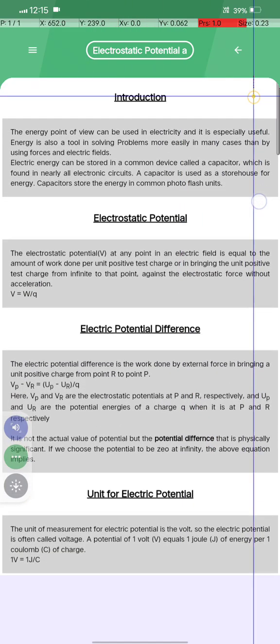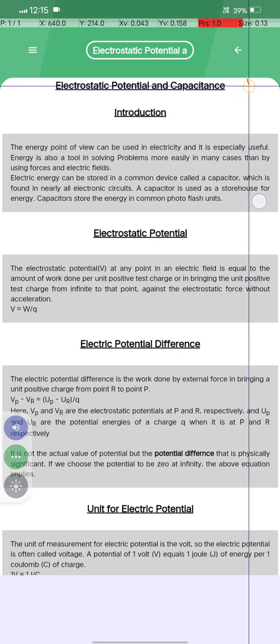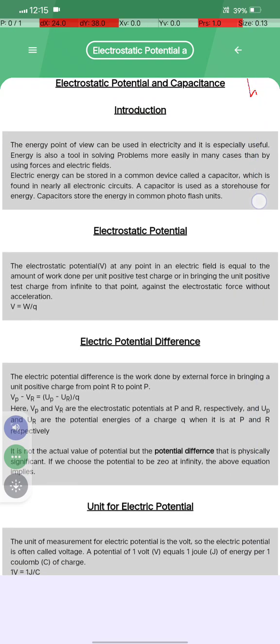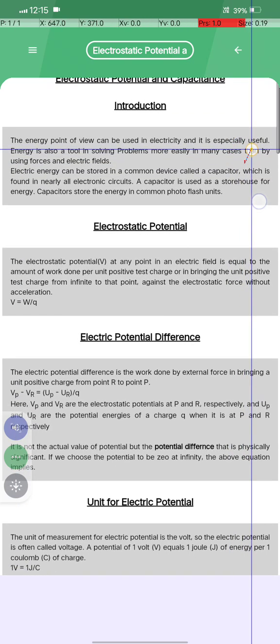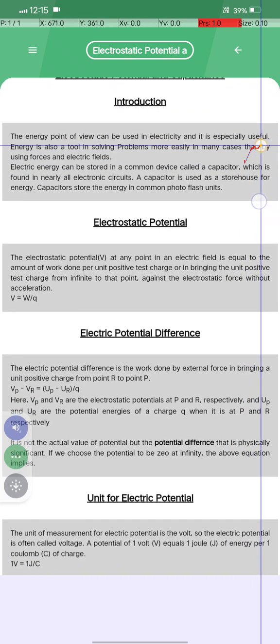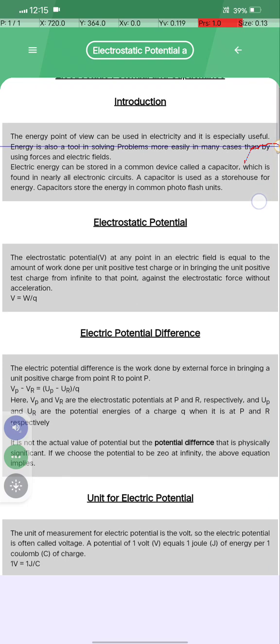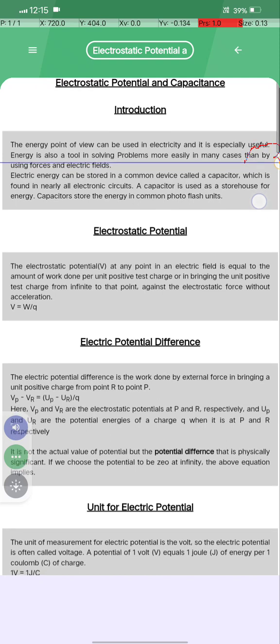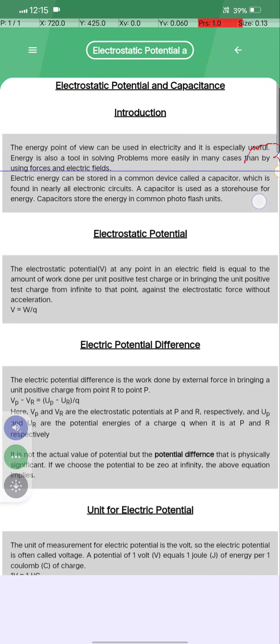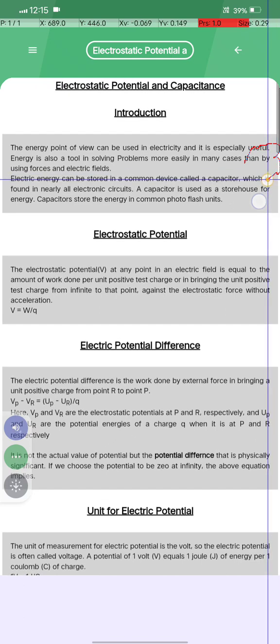Today we are going to start a chapter named Electrostatic Potential and Capacitance. Let's see what it is. The energy point of view can be used in electricity and is especially useful. Energy is also a tool in solving problems, and more easily in many cases than by using force and electric fields.